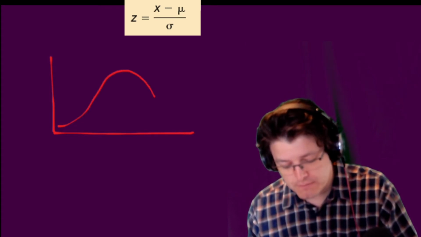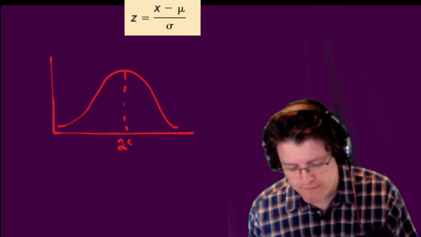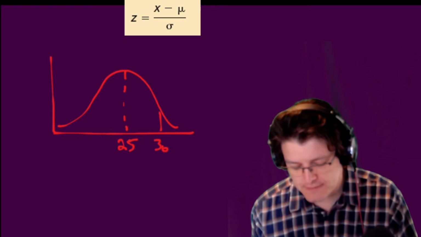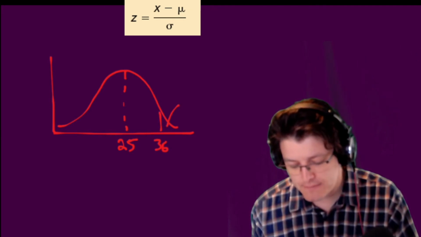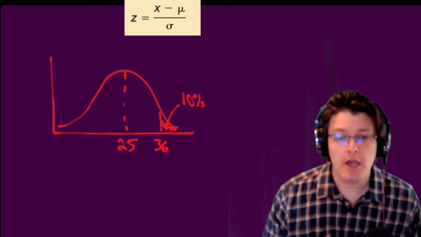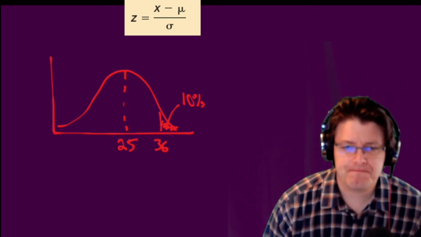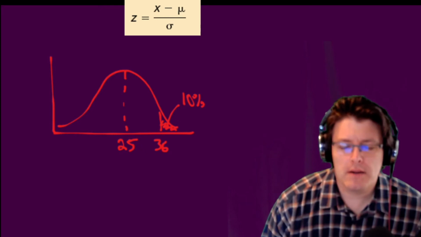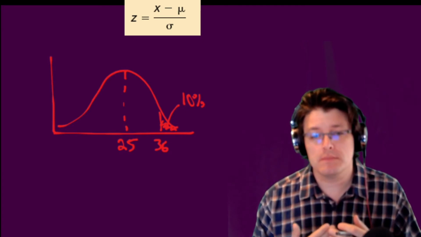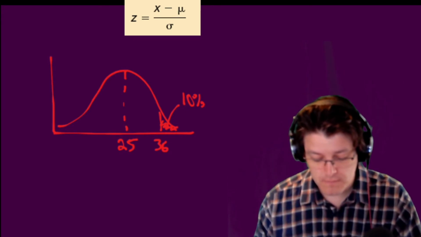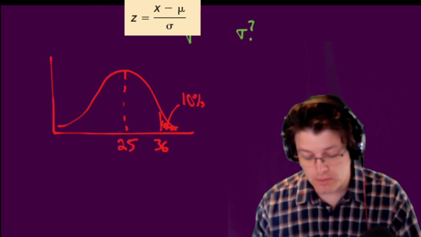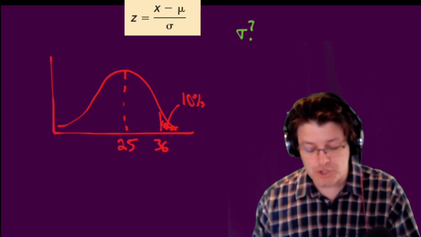So same population, or what we're assuming is the same population, 25. And here we've said there's a value at 36, and 10% fall in that region. So again, the question is, what does this imply about our standard deviation? So same process, okay? So we don't know the sigma. Sigma is unknown, but we do know the other things, right?